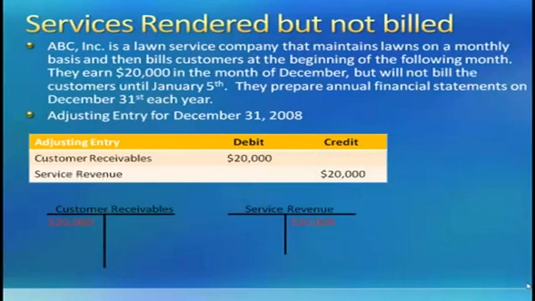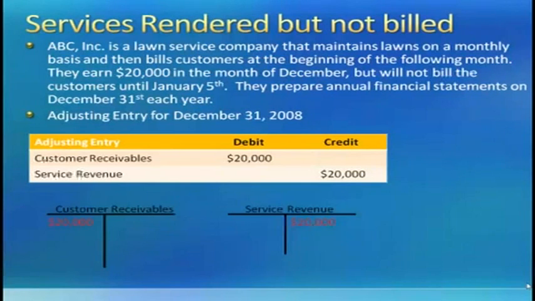Customer receivables represents an asset account, and service revenue represents an equity account or an income statement account of $20,000. Generally, you would need to record this adjusting entry if the month that they earn the money is not the end of a reporting period, because if you earn money in January but you collect it in the beginning of February, that's okay because you're not generally going to come up with financial statements at the end of January. The same thing is true if you earned something in February and you don't collect it till March. It's okay if there are some timing differences there because you're not generally preparing period financial statements for the month of January and the month of February.